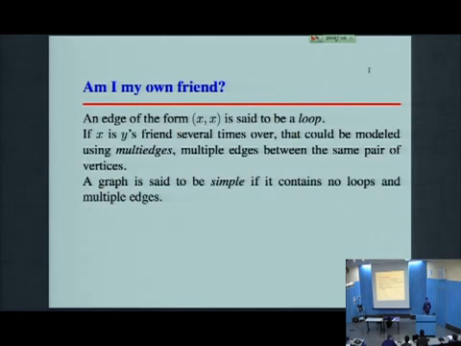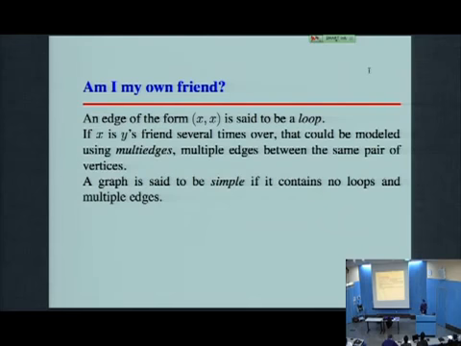Am I my own friend? In Facebook, can you be your own friend? No. Can there be two friendships between people? In Facebook? No. In real life, can there be two friendships between people? Well, yeah, kind of, sometimes. It depends, right? Maybe I know you from high school, and I know you because you're also studying computer science, right? So if each edge represented a reason why you're friends, that might be a multi-edge, right?